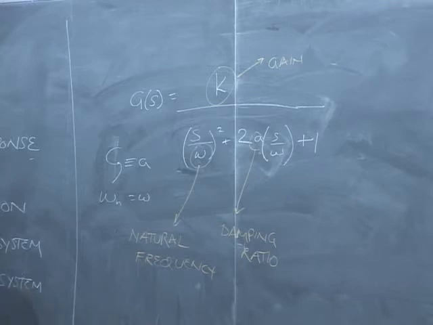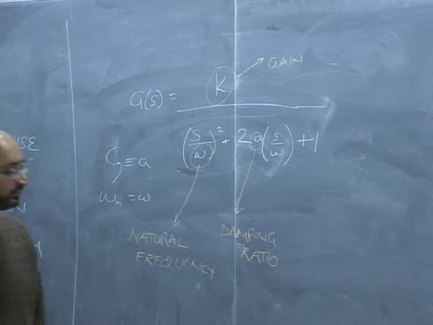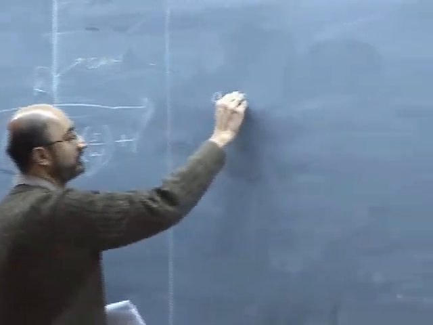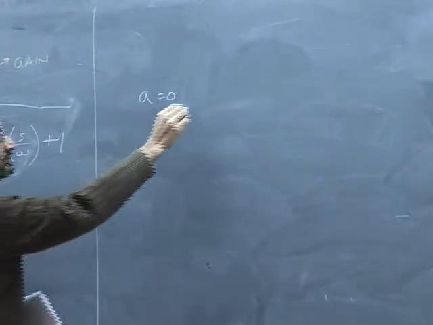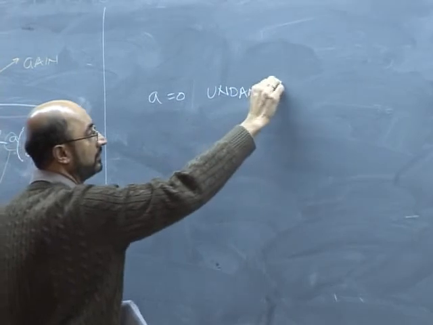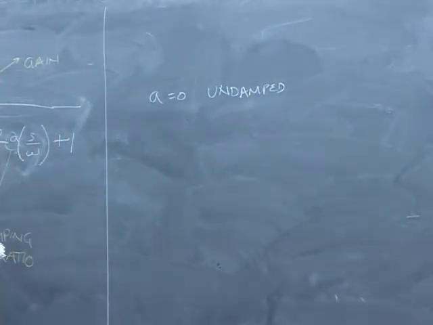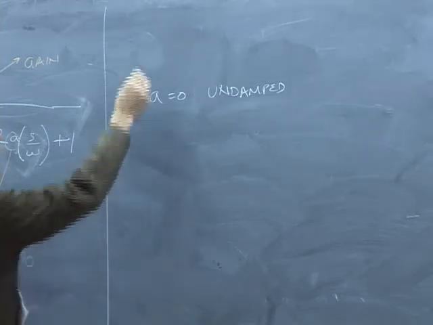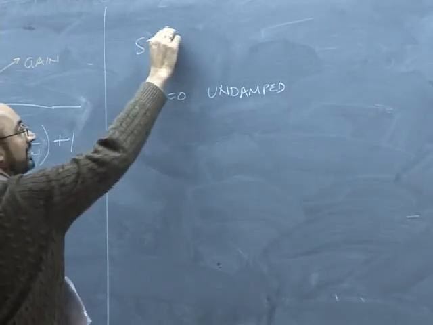The way to understand it is to just quickly look at a simple case. Let's look at a system where A equals 0, and this is what's called an undamped system, undamped because A is 0. We're looking at the step response. In all cases, we're looking at the step response.